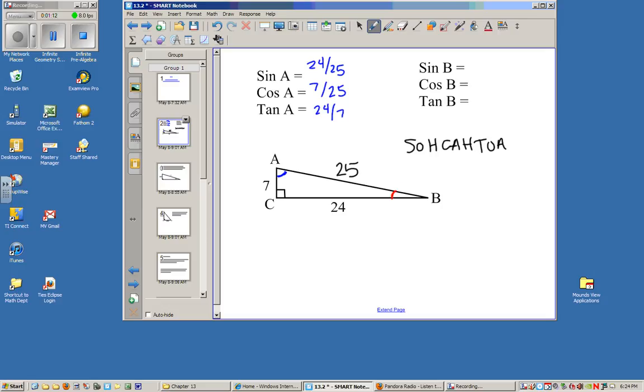Moving on to angle B here, our fractions are going to change up just a little bit. We have 7 for our opposite from angle B, and 25 for our hypotenuse. For cosine of B, we have 24 as our adjacent, and 25 again is the hypotenuse. And our tangent is going to be 7, our opposite, divided by 24, our adjacent. So there's a quick review about what we've been working on the last couple of days.